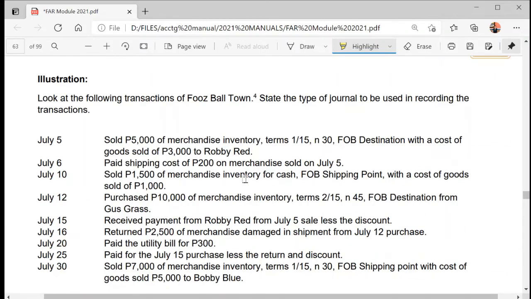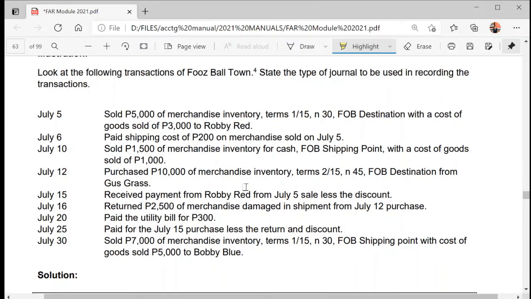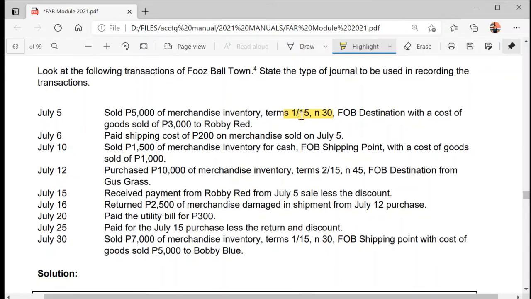Okay. So look at the following transaction for Foosball Town. State the type of journal to be used in recording the transactions. July 5, sold 5,000 of merchandise inventory. So with terms 1 over 15 and 30. So if the problem has a terms, okay, usually we can assume that this is on account. Diba? Kay, ngano mo hatag mag-terms nga payable within 15 days kung nibayad siya dayon, diba? So this is on account.